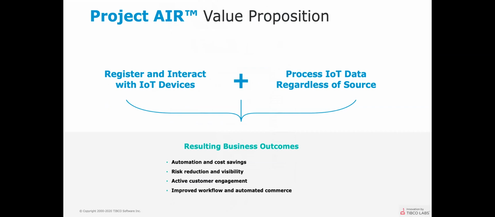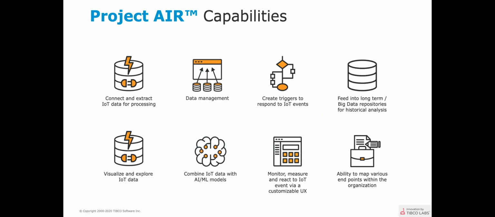When we explain Project Air, probably the easiest way to explain it is this slide, right? You have the ability to register, interact with devices, process the data. And when you put all that combined, you can achieve very concrete, tangible business outcomes: automation, cost savings, reduction of risk, visibility, auditing, better customer engagement, real-time solutions, right? Being able to interact with your customers in better and new ways. So if you walk away from this session with this slide in your mind, it will help you articulate to your colleagues, for example, what Project Air actually does, what it is that you can actually do with the project.